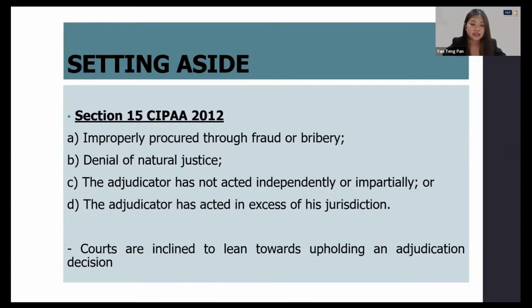That being the case, the Malaysian courts are inclined to lean towards upholding an adjudication decision and only set aside an adjudication decision when there's clear and unequivocal error in the adjudication decision. This position is in line with the object and intent of CIPAA, which is to remedy cash flow problems in the Malaysian construction industry.